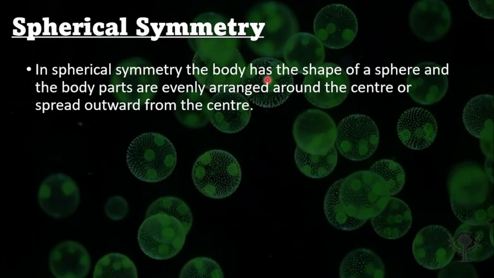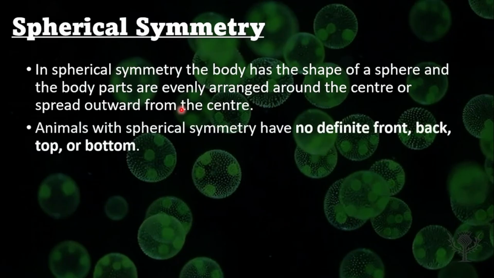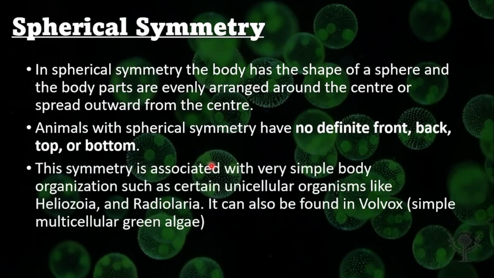Well, in spherical symmetry, the body has the shape of a sphere, and the body parts are evenly arranged around the center or spread outward from the center. What else do we know about spherical symmetry? With animals that have spherical symmetry, they don't have a definite front or back or top or bottom because it's basically shaped like a ball. So this symmetry is associated with very simple body organization, such as certain unicellular organisms.